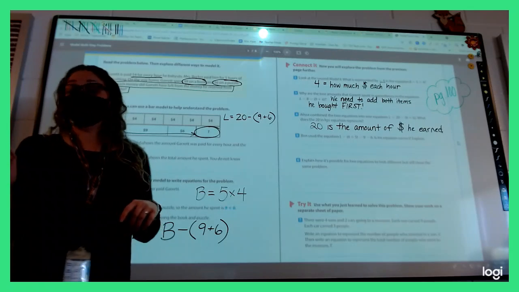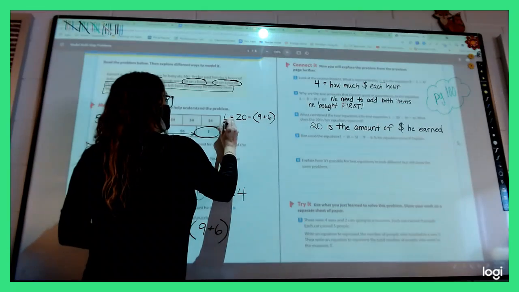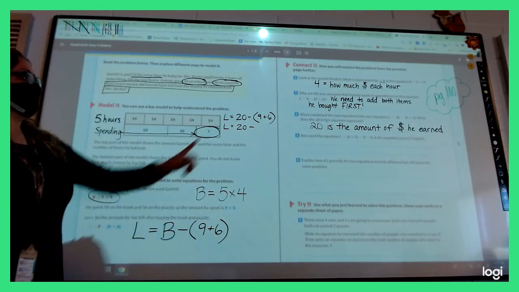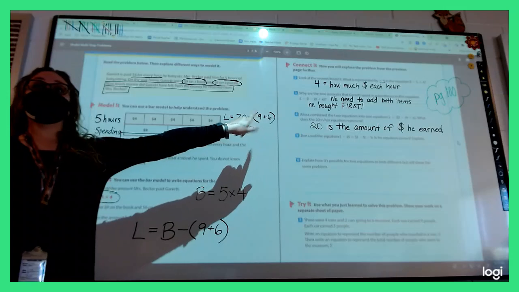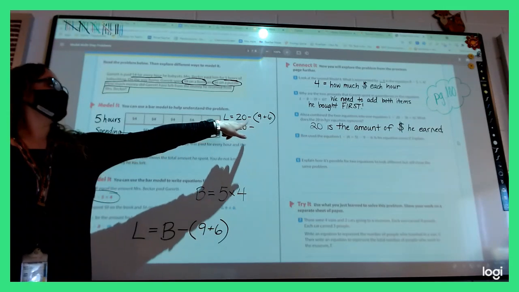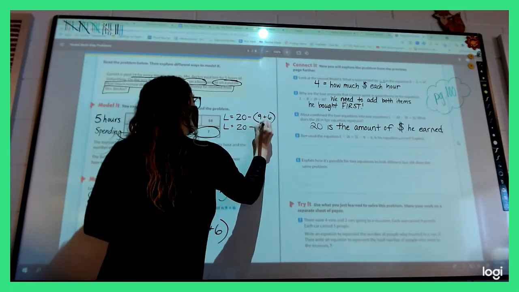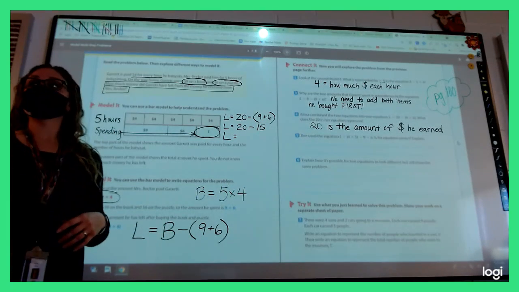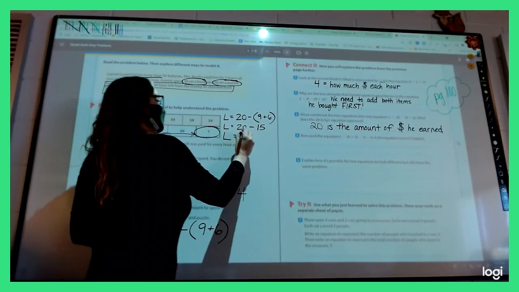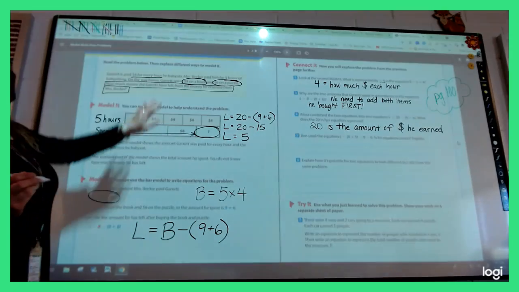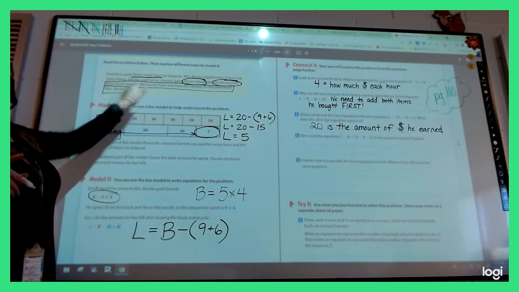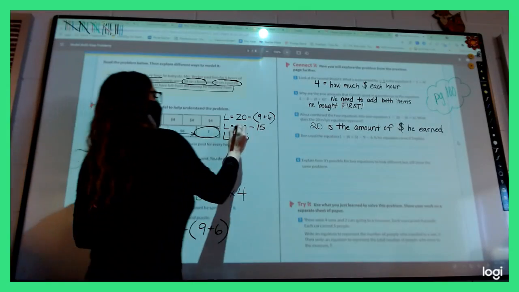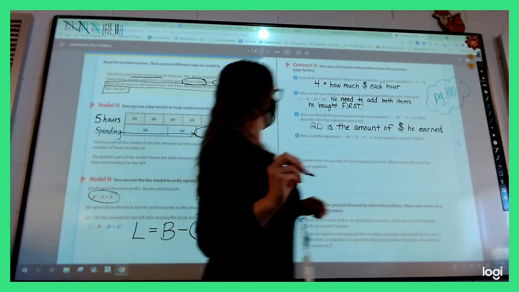Now let's solve it. We practiced solving equations yesterday. So first step, I've got to copy everything down and I've got to do the parenthesis part first. So in my parentheses, I've got 9 plus 6, which would be what? Cadence? 15. Now I can solve for L. We know 20 minus 15 is what? Josiah? 5. So if we return to our problem to remember what our label should be, how much money did he have left over? $5. Okay, so he's got $5 left after buying all the stuff.